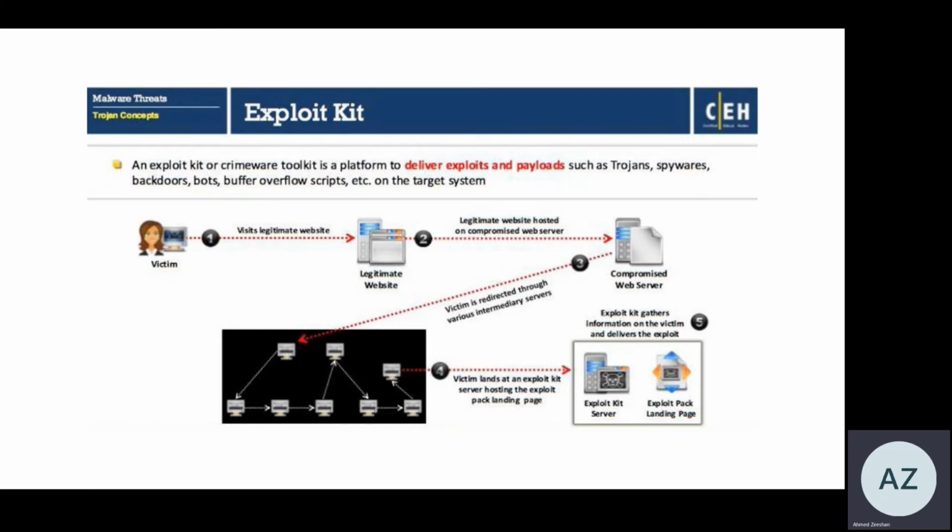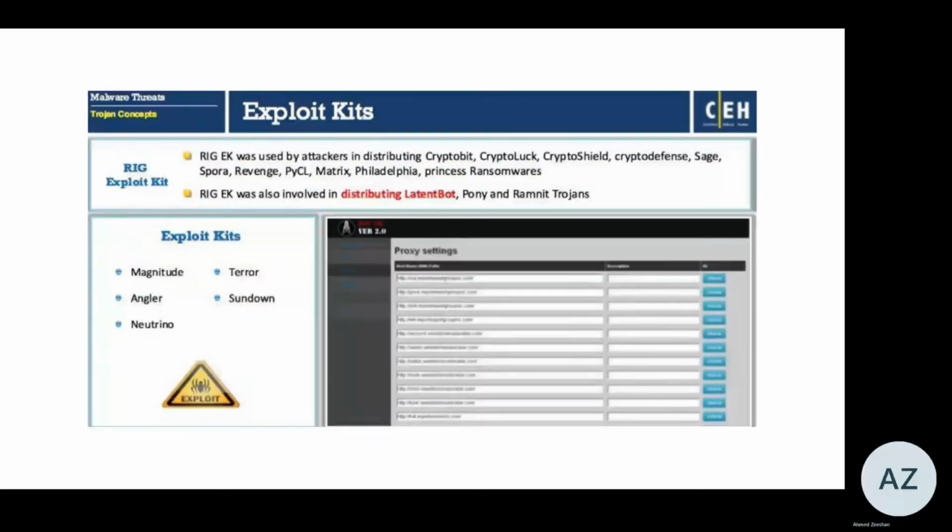Thanks a lot, guys. All right, so when it happens, the exploit kit can gather all that information on the victim's computer and then deliver the exploit. Brick EK is one of the exploit kits. It's pretty well known by attackers, but Angler is one that is pretty famous out there. Angler can be used to exploit the victim's computer against ransomware as well as all kinds of Trojans.